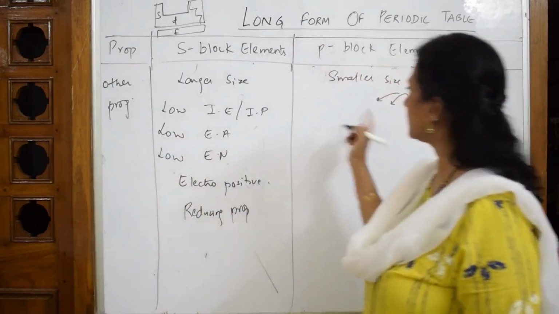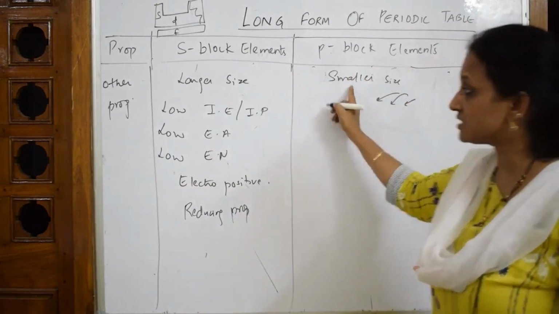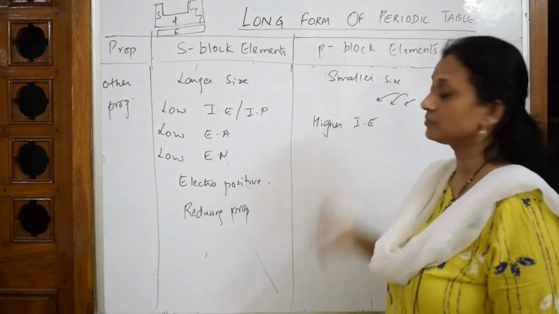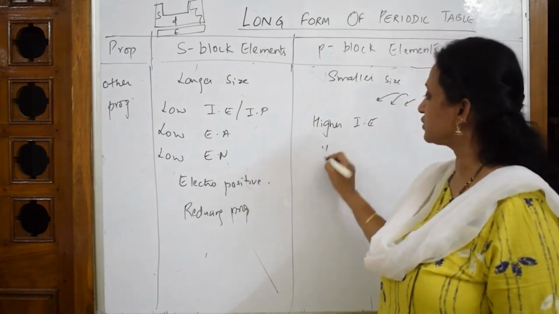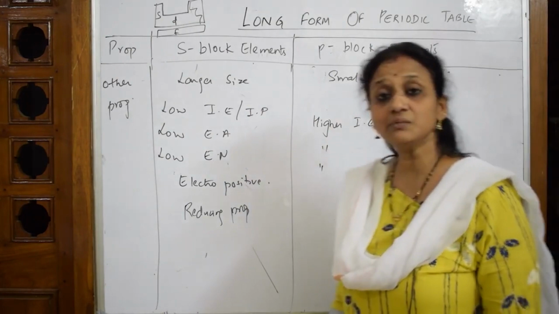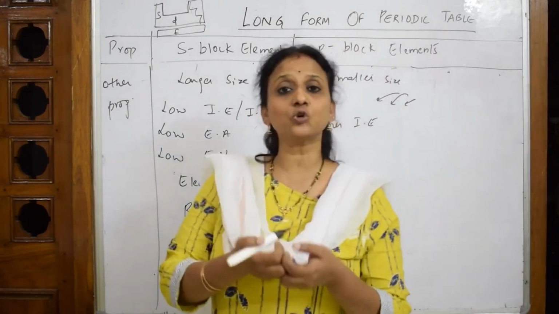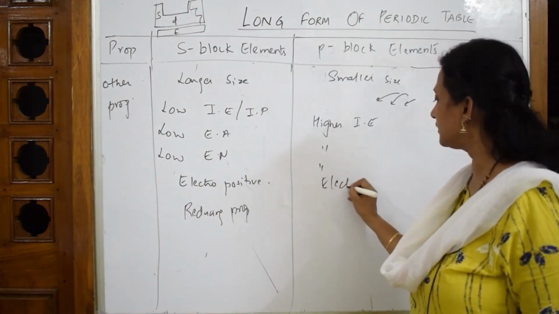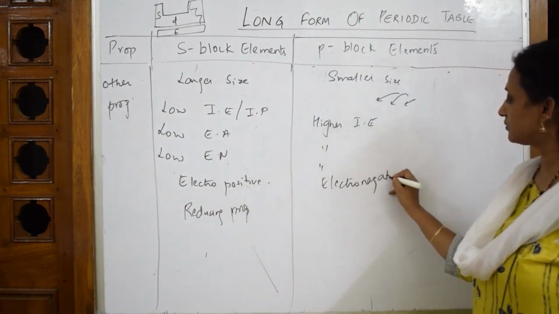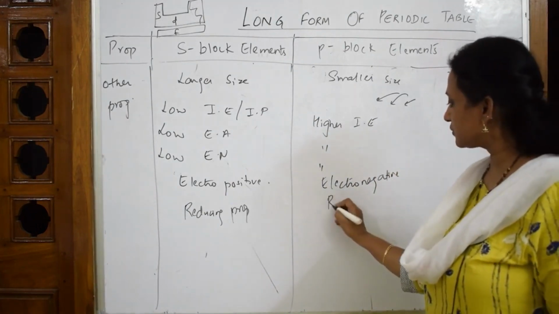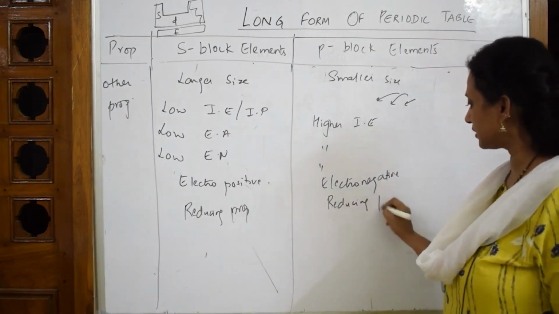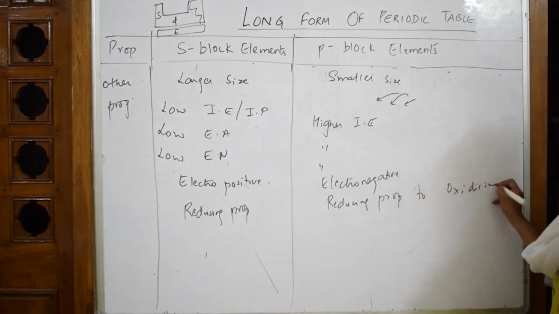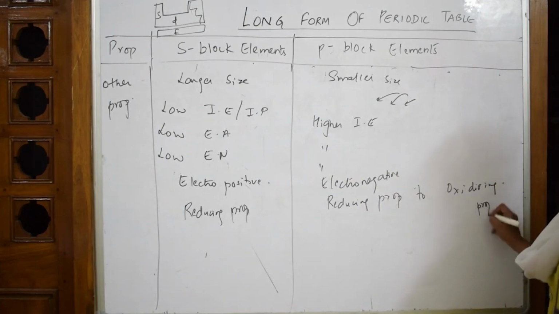reducing properties. But here, when I compare, the size is smaller. When the size is smaller, ionization enthalpy will be higher, so everything will change, isn't it? Because of the smaller size, they hold the electron pair closer. So the electronegativity also will be high. That means they are electronegative in nature. So here, in the reducing property, there is a range from reducing property to oxidizing property. They change from reducing to oxidizing in nature.